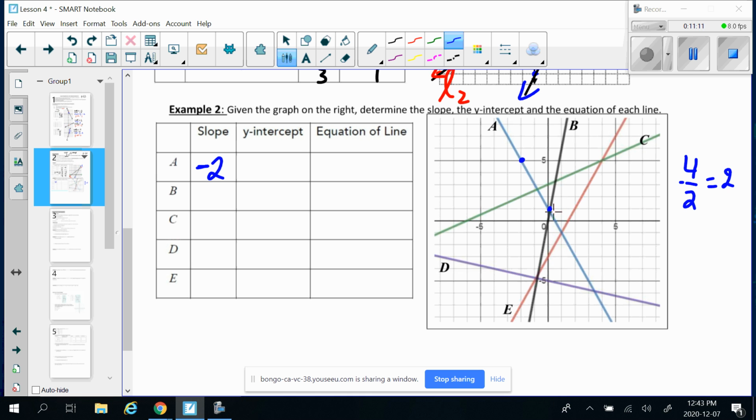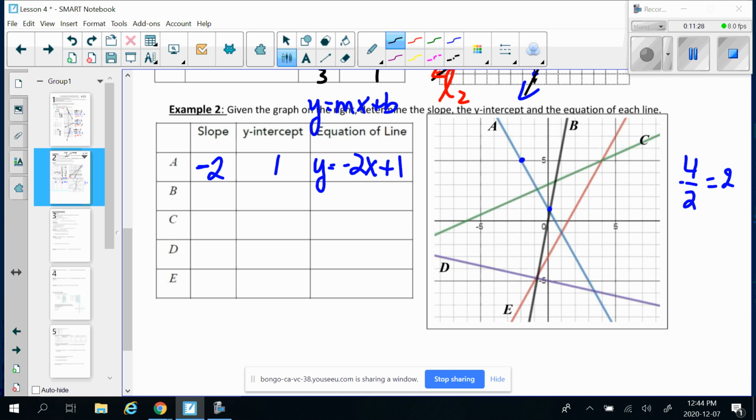And then they also want the y-intercept, which is 1. So then the equation of this line, which recall is y is equal to mx plus b, that's the format. So I'm going to get y is equal to -2x plus 1.